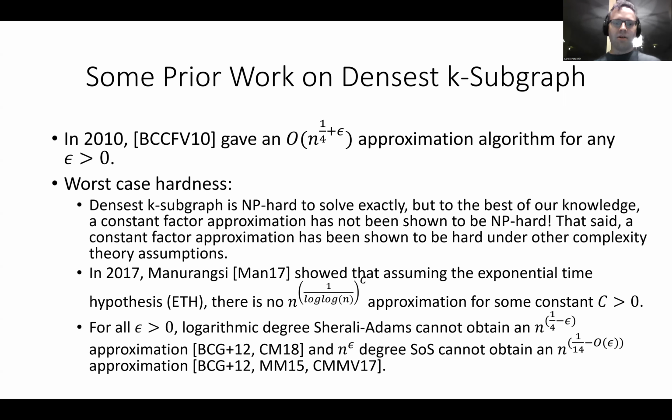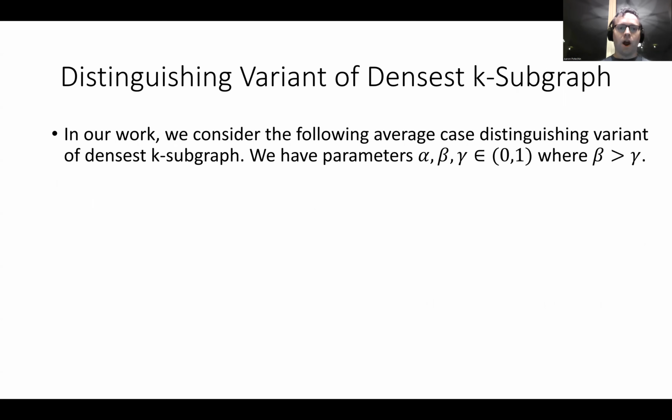In terms of specific models, for all epsilon bigger than 0, logarithmic degree Sherali-Adams cannot obtain an n to the 1/4 minus epsilon approximation, and n to the epsilon degree SOS cannot obtain an n to the 1/14 minus O of epsilon approximation. So in our work, we consider the following average case distinguishing variant of densest k-subgraph.